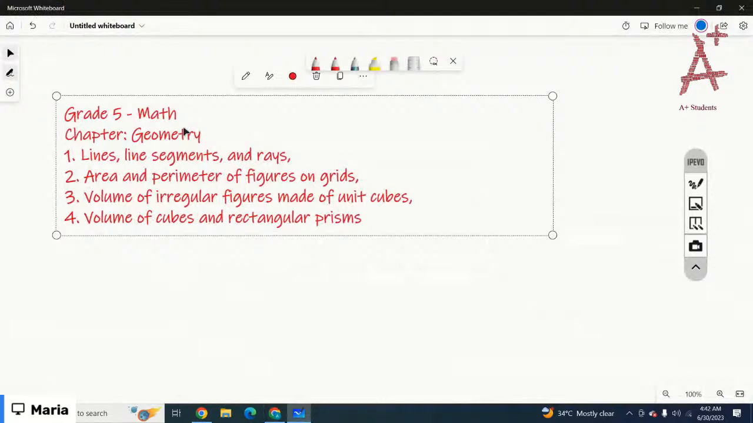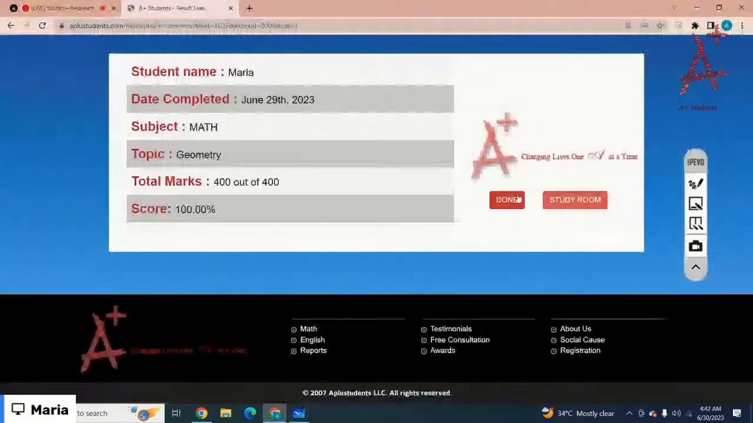Okay, we are done with the lesson. So basically, we were working on grade 5 maths. Today we worked on the chapter geometry. The lessons we have covered are line segments and rays, area and perimeter of figures on grid, volume of irregular figures made of unit cubes, and volume of cubes and rectangular prisms. Please make sure before the next session you complete all the test questions for the lessons we did today.